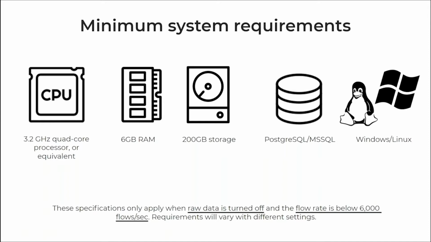We have two types of data. Raw data is the unprocessed information, and then we process it. We call it the aggregated data. So if the unprocessed data is off, and your incoming flow rate is, let's say, 6,000 or below, as in these are the flow packets coming in per second, then these specifications would work fine. But if it's going to be more, just let us know so that we can customize the settings for you.